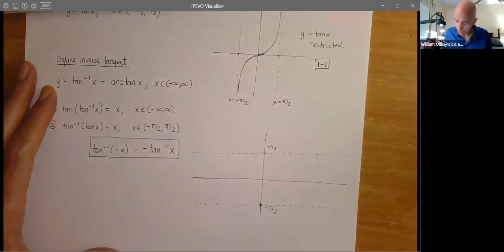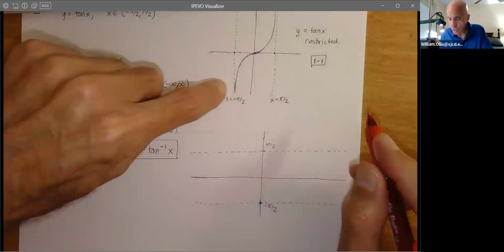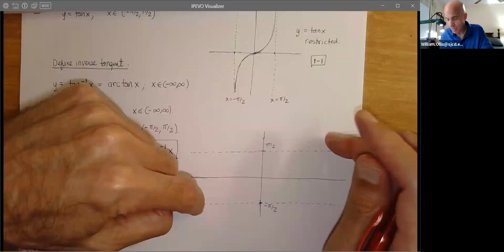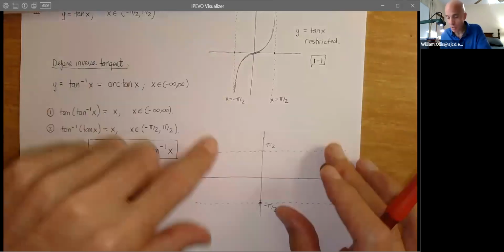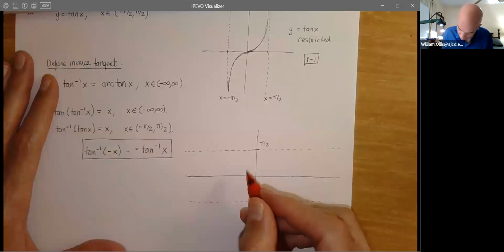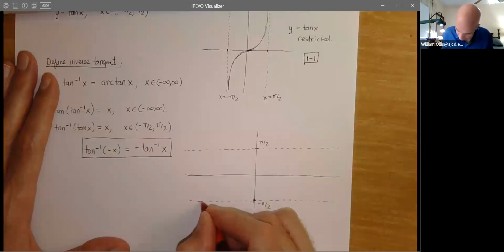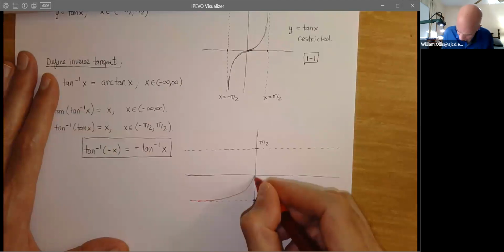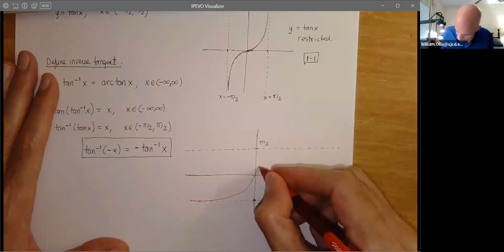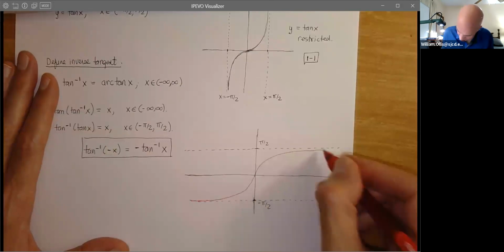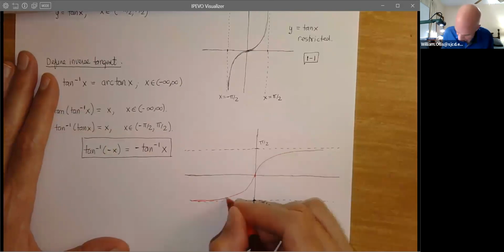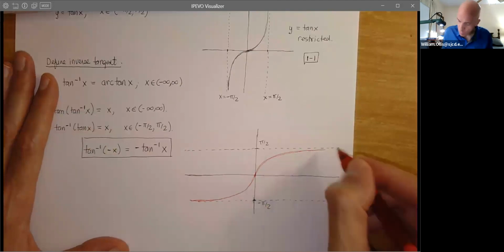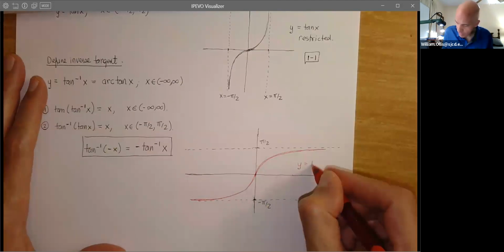And now, of course, we're approaching negative pi over 2, but then we're flipping in the line y equal x. So this will approach this, but then move up in an increasing manner. Increasing, also increasing. Vertical tangent. So here's y equal inverse tangent of x.